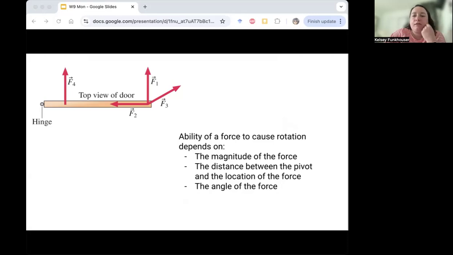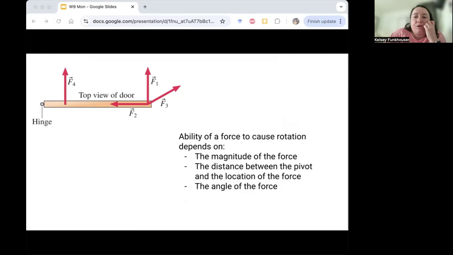So just like for linear motion, if you want to cause more motion from applying a force, you apply a bigger force. Like that makes sense. But that's not the only thing when it comes to rotating. It also depends on where the force is applied in relation to the axis of rotation or pivot point or hinge in the case of a door.